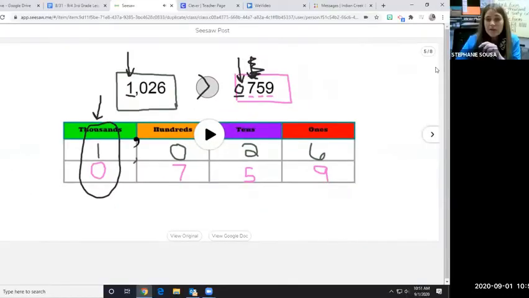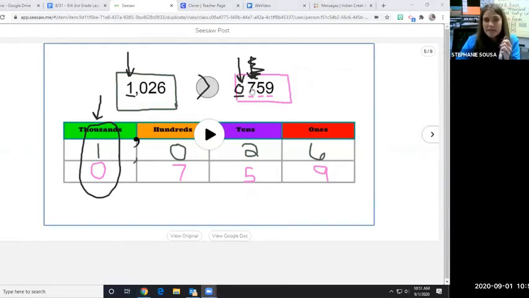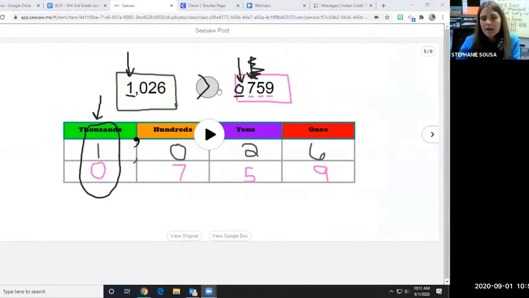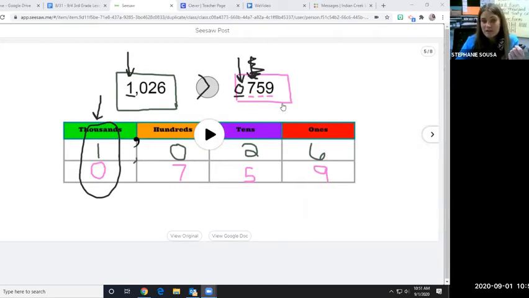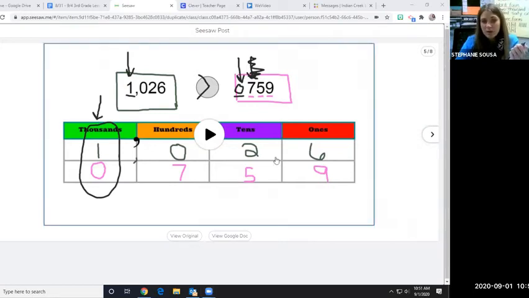So Aiden H, that's another example of why it's important to use that chart, because at first glance, we might see a 7 and think, oh, that's bigger than a 1, but it's a 700. It's not a 7,000. Okay, so that right there is going to help us understand the difference.